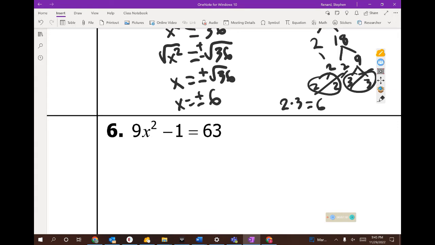Anyway, so here we have 9x squared minus 1 equals 63. Same general idea. We're going to add 1 to both sides.